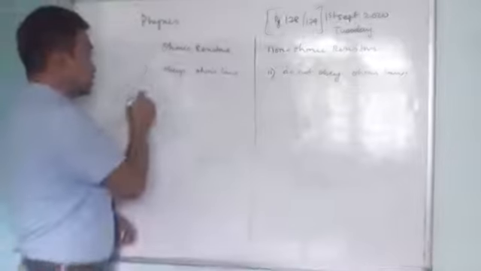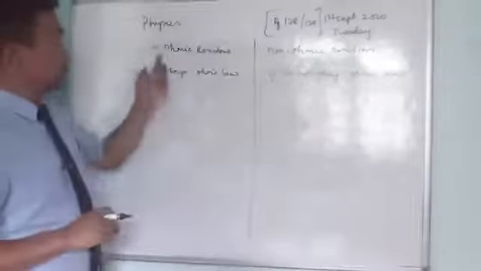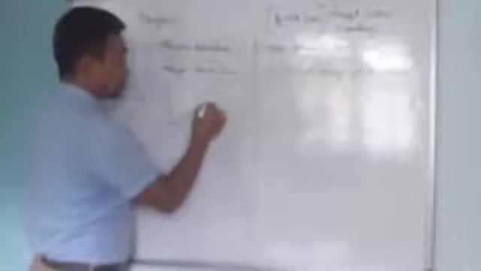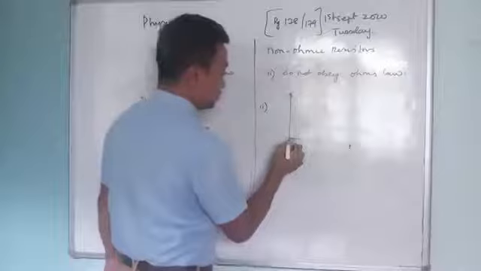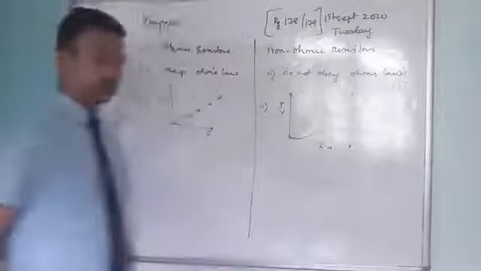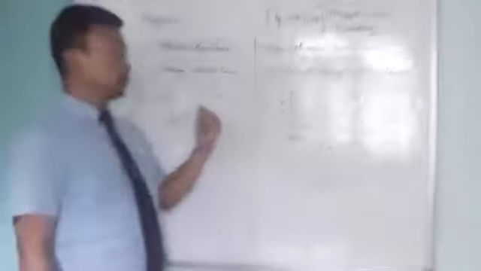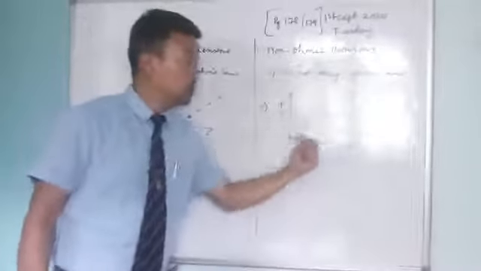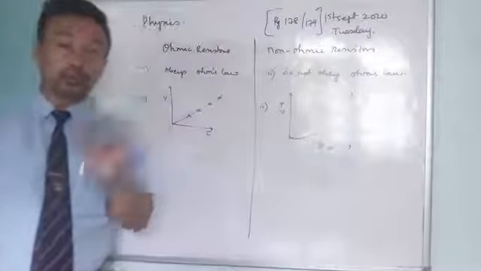The second point is that in the VI graph, ohmic resistors will always give a straight line, something like this. This is the ohmic resistor. If you plot the VI graph for non-ohmic resistors, it will not be a straight line, but in fact a curve, because here the value of the resistance is fluctuating, it is not constant.